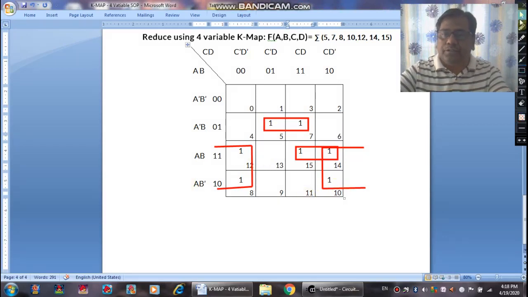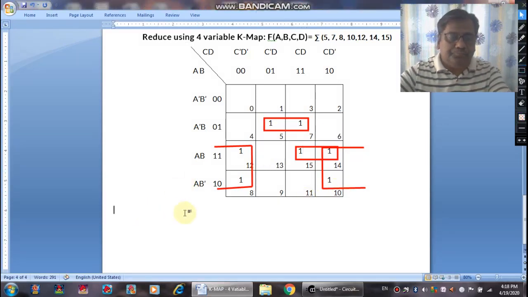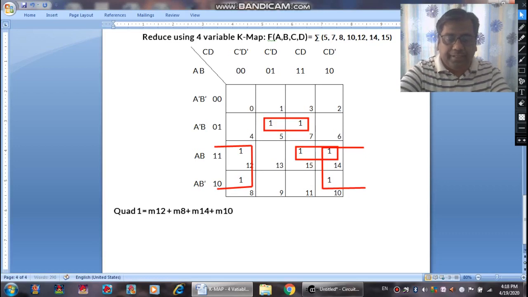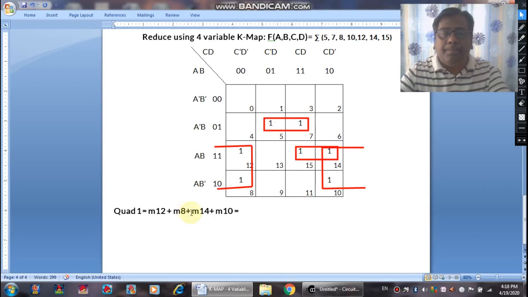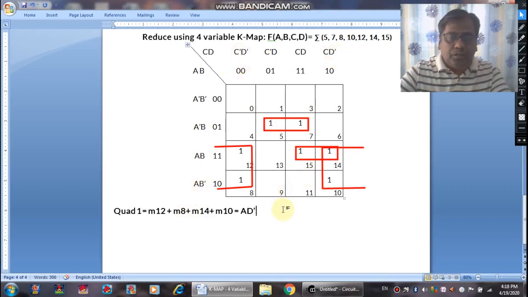Now we will look at the grouping. First we will talk about the quad 1, that is M12 plus M8 plus M14 plus M10. The answer for this will be A and D bar. From the left it is A and from the top it is D bar.